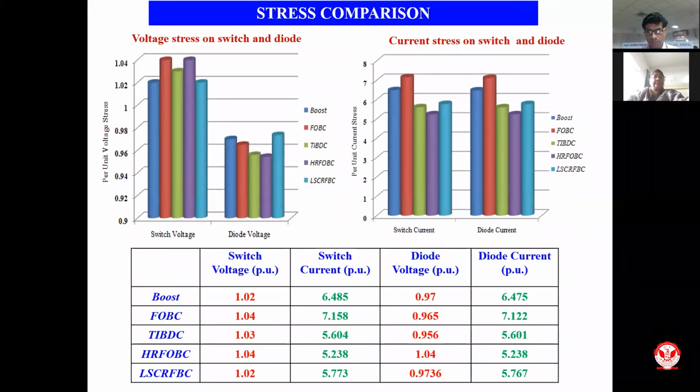Same for the current stresses. You see the current stresses in the switch as well as the diode are almost comparable. So this can be easily handled with the conventional IRF 540 or MUR 860 MOSFETs and diodes respectively. So this can be easily handled.